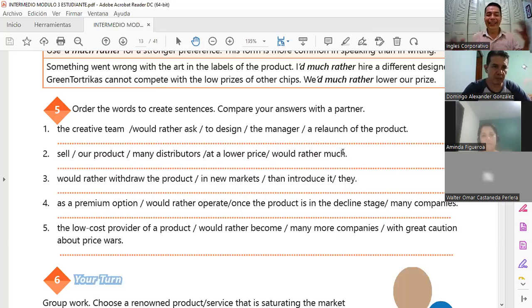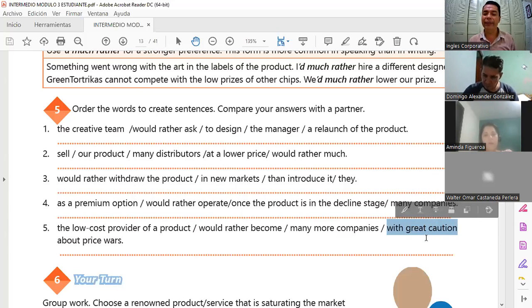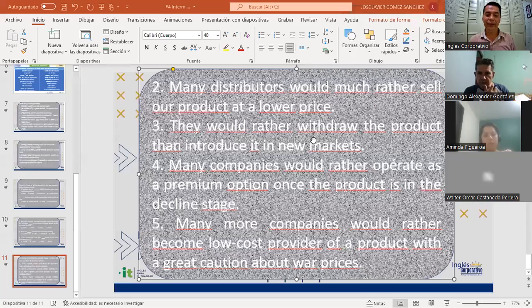Entonces ahí entramos en el dime que te diré, ¿no? So, sorry. Y el otro error está aquí, ¿ve? En el libro, en el manual, el número 5 dice with great caution. Pero en la plataforma ustedes pongan with a great caution, ¿sí? Así como les puse yo aquí. ¿Ve? With a great caution. Ahí está ya.